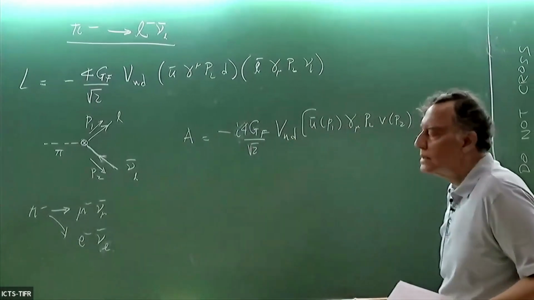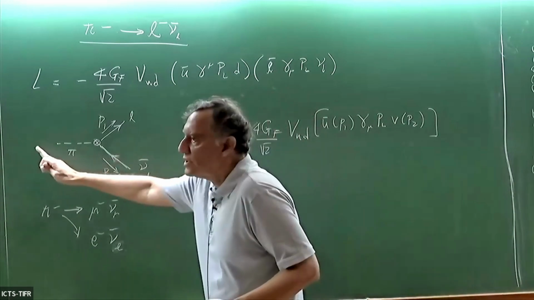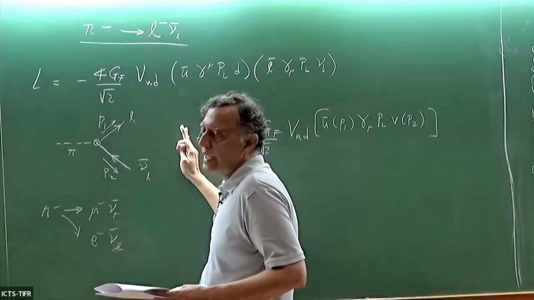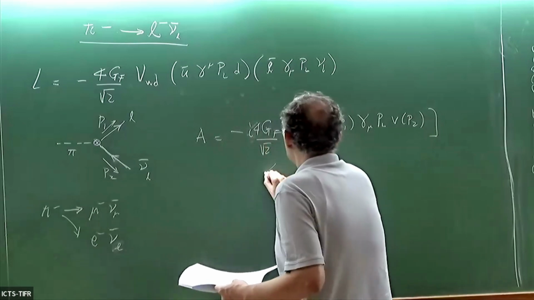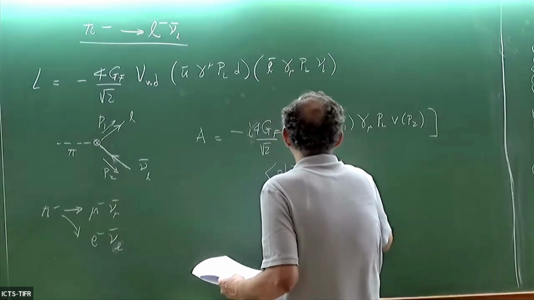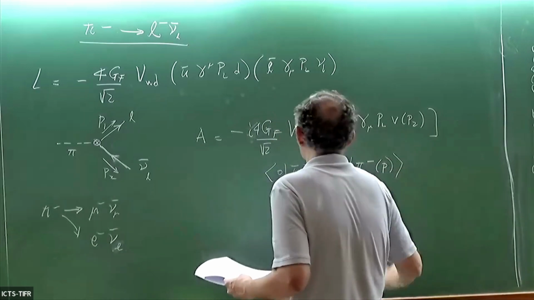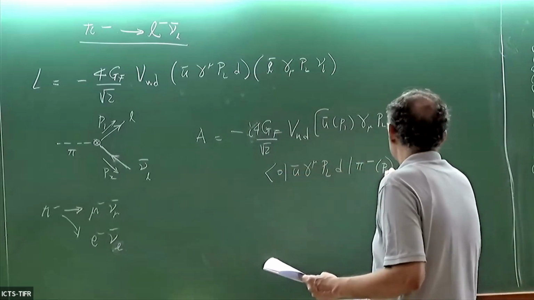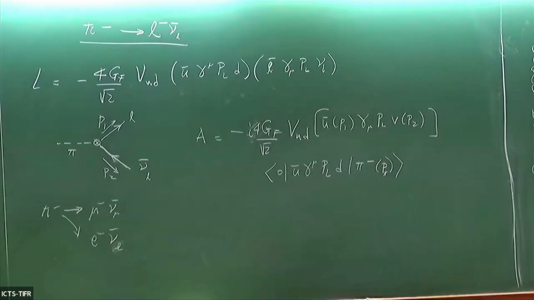And then what we need is the matrix element. You're starting with a pion, and as far as the strong interactions are concerned, what's happening here is you're ending up in the vacuum because the leptons don't count as far as QCD is concerned. So you have the matrix element between the vacuum, u bar gamma mu P left d, pi minus of momentum P. I called it P pi, okay. So that's the matrix element I want for pion decay.